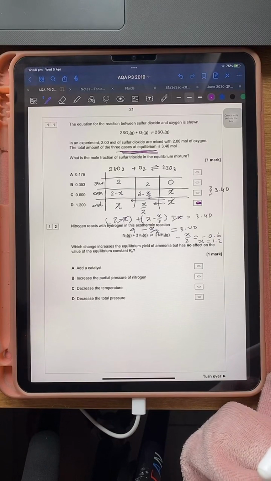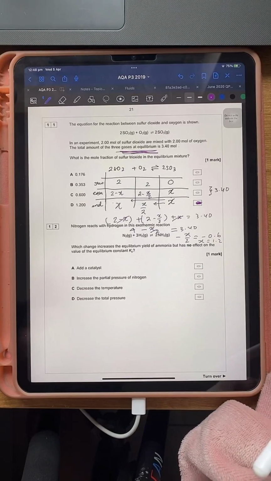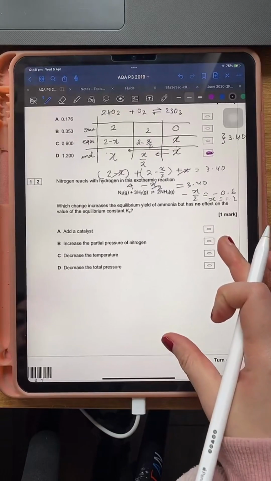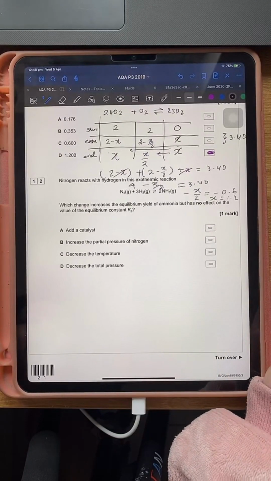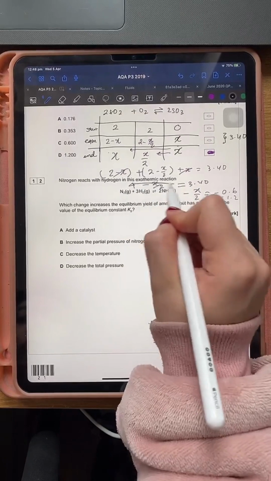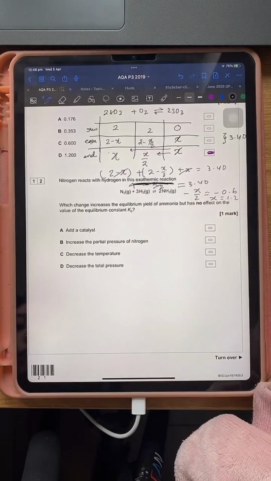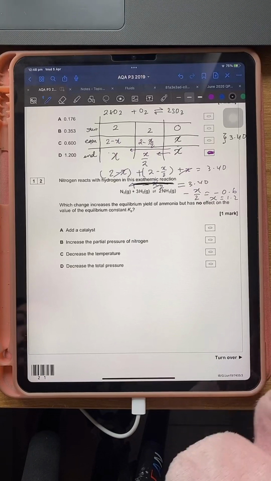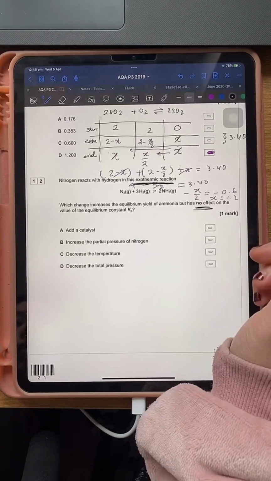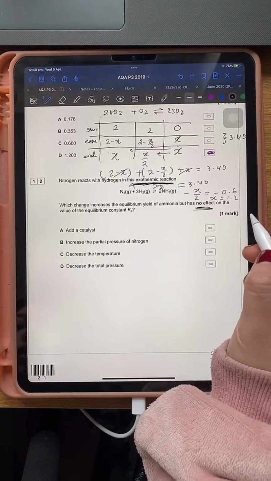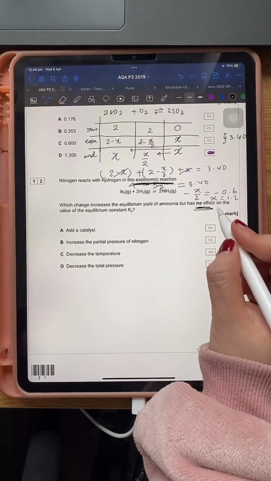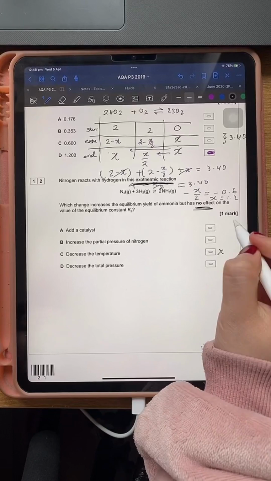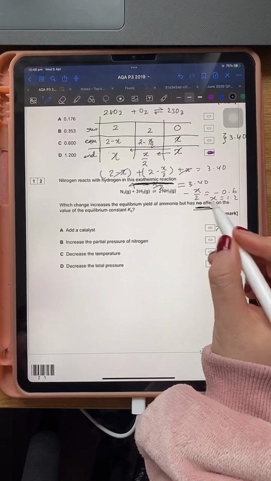Okay, then we have nitrogen reacts with hydrogen in this exothermic reaction. Which change increases the equilibrium yield but has no effect on the value of equilibrium constant? So we want something that has no effect, so it can't be temperature because temperature affects it. Can't be a catalyst because it doesn't do any changes in the equilibrium. So it's either one of these.